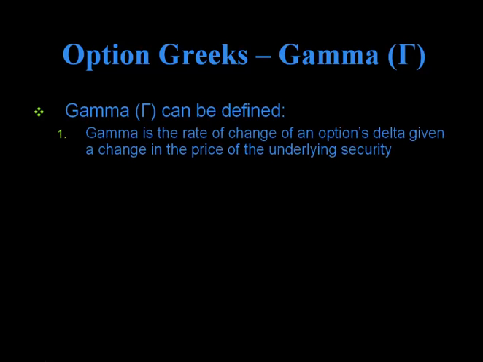Let's look at the next option Greek, called gamma, and that's the way it's written. It looks like an upside down L, but that's gamma. And what's the definition of gamma? Well, gamma is the rate of change of an option's delta. So you could consider gamma a second derivative, meaning it's a derivative of delta, which is a derivative of the option price and the underlying security.